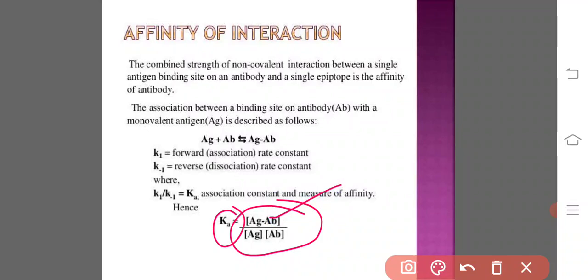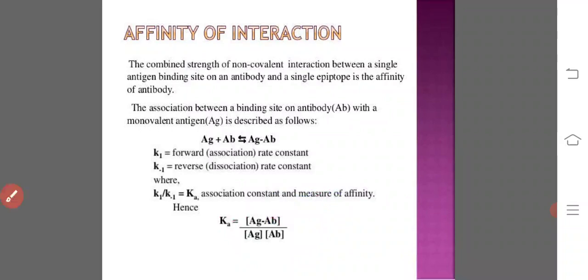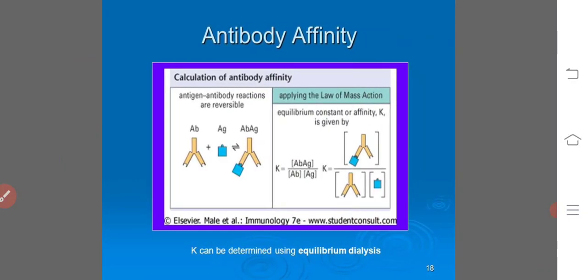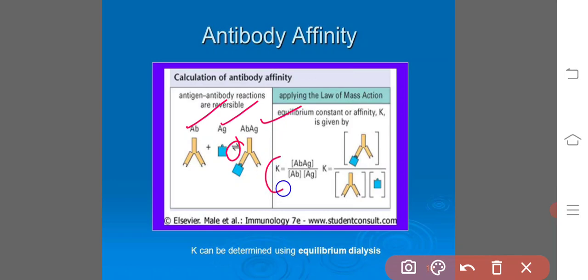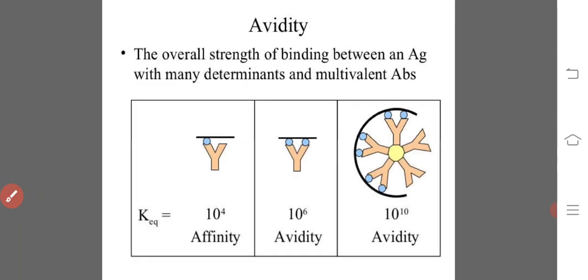So here we can see the equation where Ka is the association constant to measure the affinity. See here, this is the antibody and this is the antigen. Here there is a reversible reaction and the AgAb complex has been formed. The equation is justified like this: the affinity constant is equal to the antigen-antibody complex divided by the individual antibody and antigen. So the constant can be determined by using equilibrium dialysis.